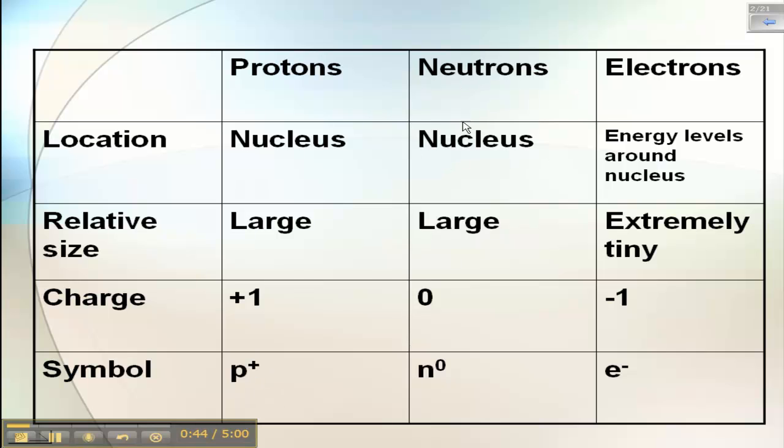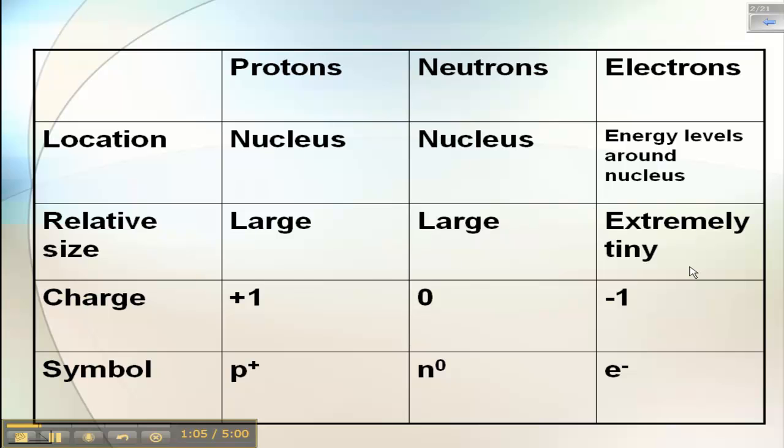Neutrons are also in the nucleus. Again, they're fairly large as well. Protons and neutrons are about the same size. Neutrons are neutral. They have no charge. And so we use an N with a 0 to represent them. Now, electrons are not allowed in the nucleus. They hang out in energy levels around the nucleus.